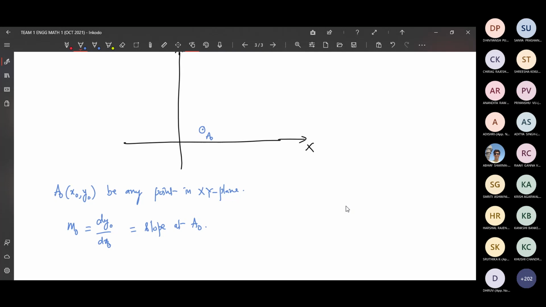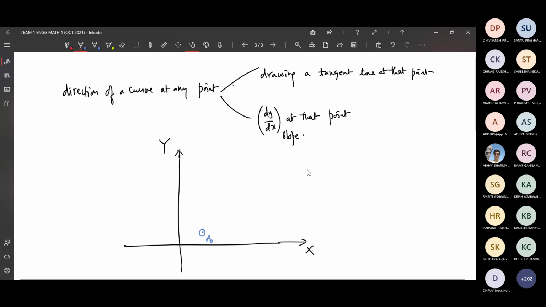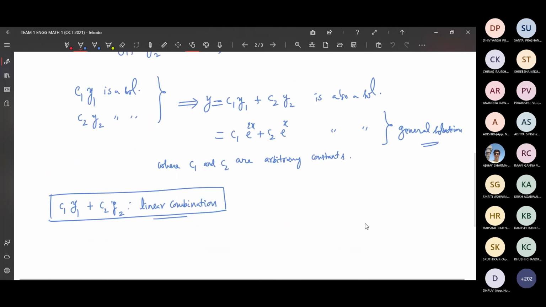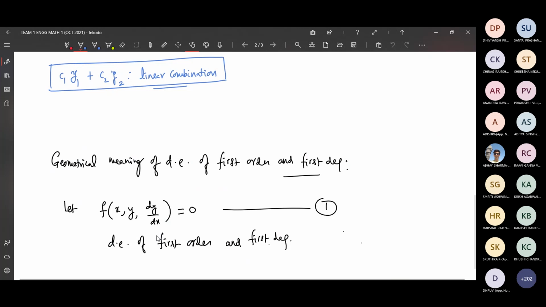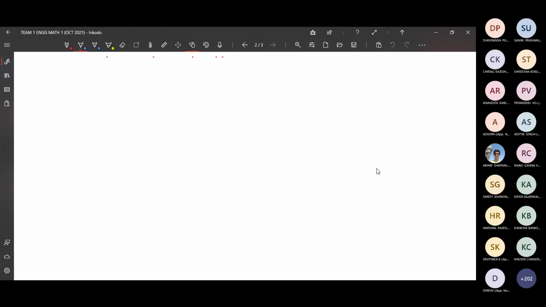The slope of the curve at A0 is derived from equation 1. What is equation 1? Equation 1 is nothing but f of x, y, dy by dx equal to zero. This is some given equation. From this you can find out dy by dx, the slope at that point. That means at x0 and y0 you are evaluating that, which I am calling m0.